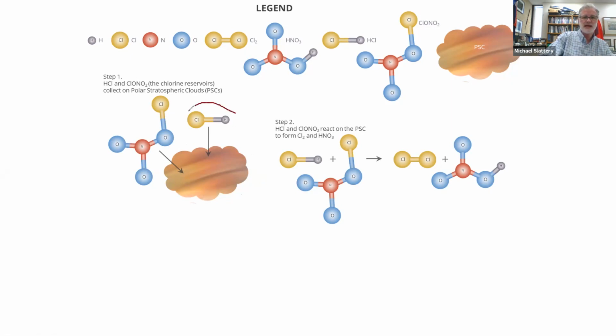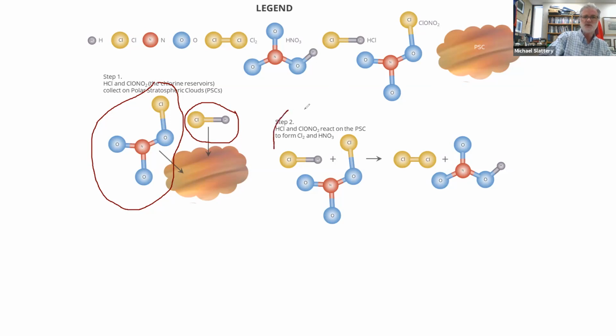The reservoir gases that have been transported to the pole and are just sitting there, the hydrogen chloride and the chlorine nitrate, they hop onto the cloud, right? They go onto that cloud. Those clouds are critical for the reactions to take place. No clouds, no reactions, okay? So the hydrogen chloride hop onto the cloud and they react with each other, okay?